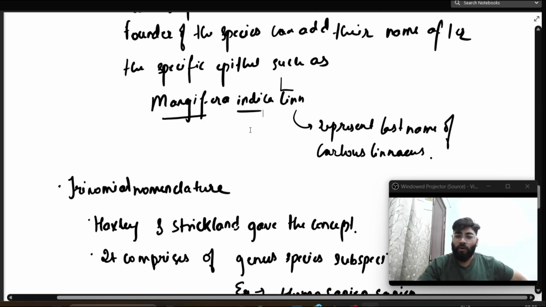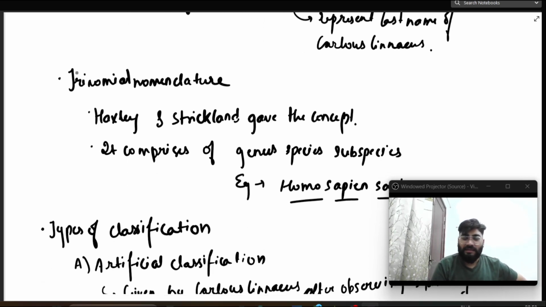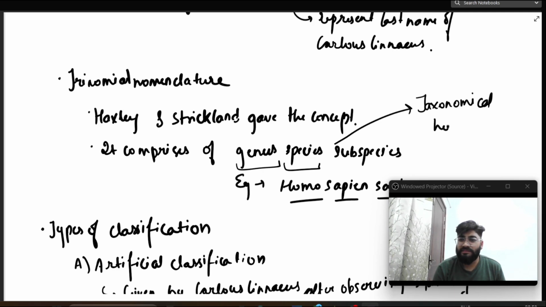So we have talked about the binomial nomenclature method. Then we have trinomial nomenclature. Huxley and Strickland gave the concept of trinomial nomenclature. It comprises the genus name, species name, and subspecies name. As I have already told you what exactly species and genus are, when we are talking about genus and species, there comes a topic called taxonomical hierarchy. This is what we are going to discuss in the next class. What exactly is taxonomical hierarchy?